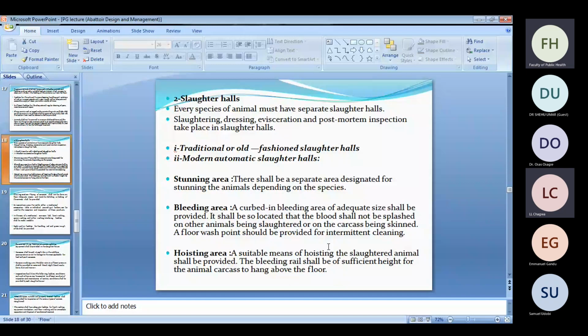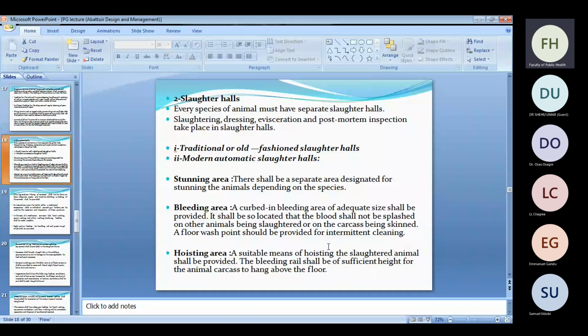Then slaughtering and dressing, evisceration and post-mortem inspection take place in the slaughter hall. Am I correct? Yes, sir. So, as I said earlier, we have the traditional fashion slaughter hall, and we have the automatic slaughter hall. The number one we have around is the traditional fashion slaughter hall. We don't have rails.